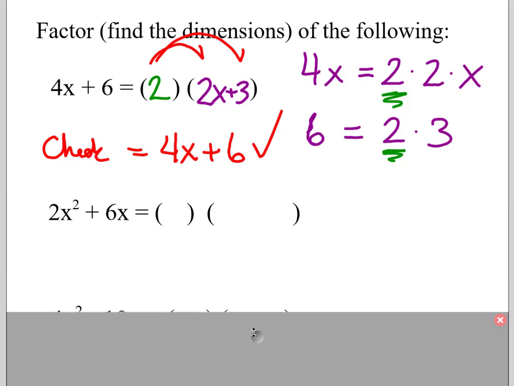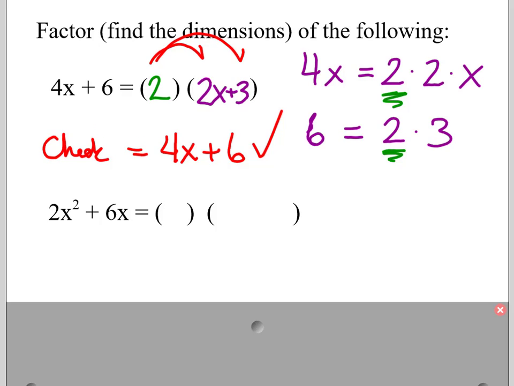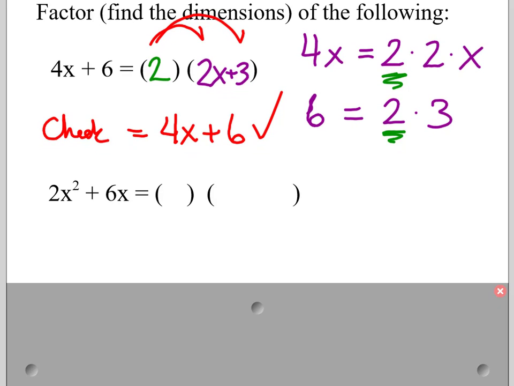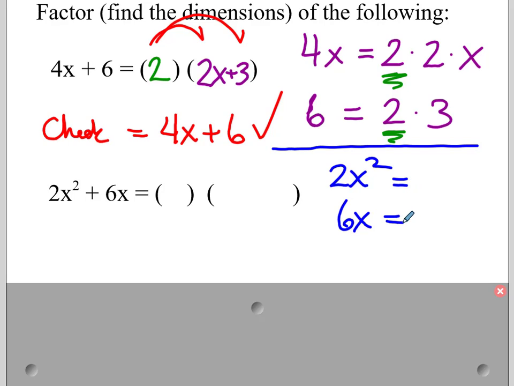Okay, so let's try this one. I'll do 2 like this, 2 more like this. So again, we go off to the side. I'll just make an outline here. We take our 2x squared, and we take our 6x, and we write them down as primes. So this is 2x and an x. This is 2, 3, and an x.